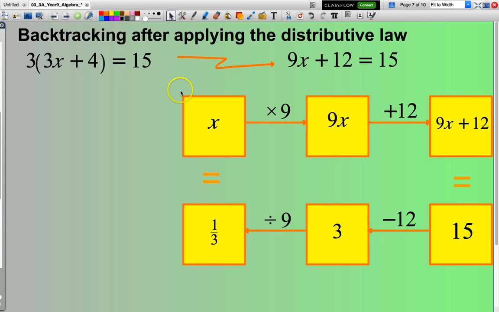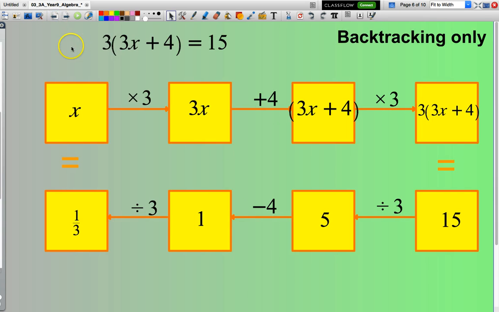So, they are the two ways that you can apply the distributive law to solve algebraic equations. And basically, you can follow whichever approach you prefer. So you can either follow this approach by expanding out the brackets prior to, or you can follow this approach where you don't bother expanding out the brackets and you just cater for that as part of the backtracking.